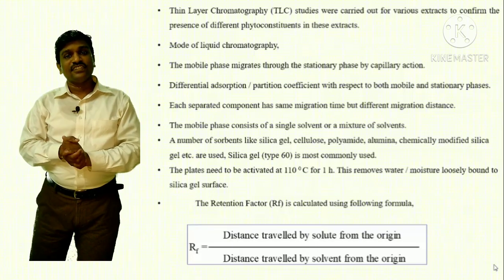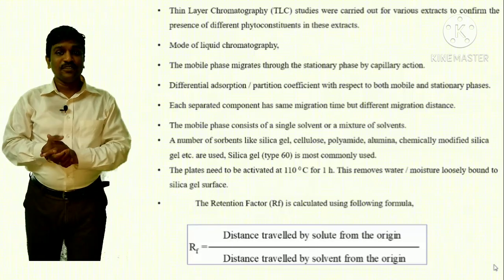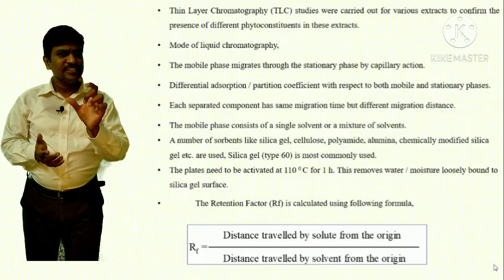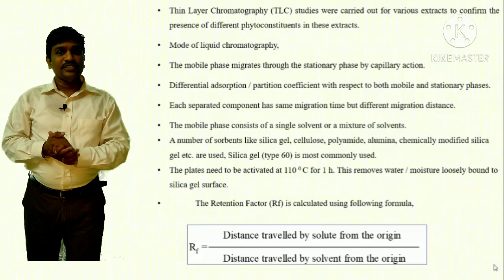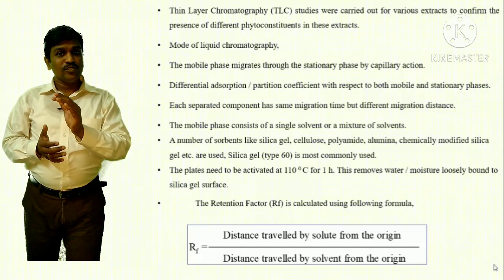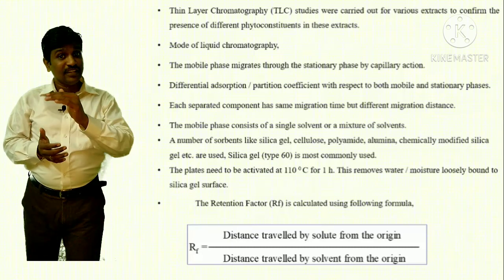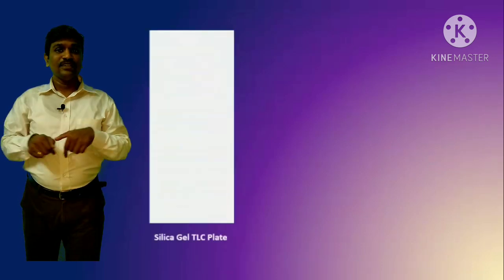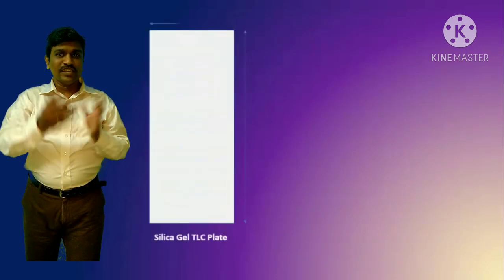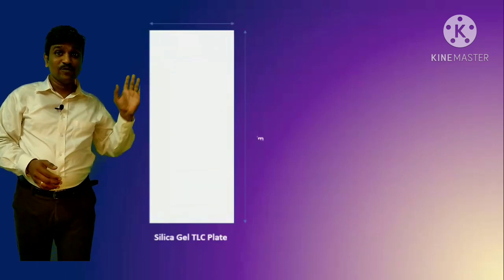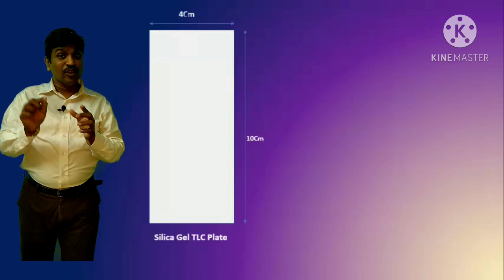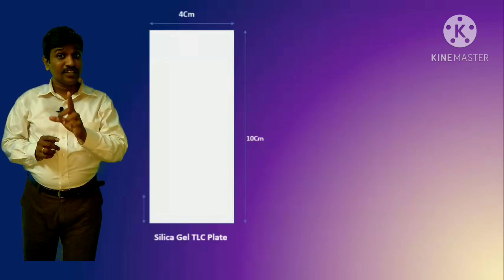The retention factor is calculated using a formula, the RF value, and the RF value for each and every substance is different. It is the distance traveled by the solute from the baseline divided by the distance traveled by the solvent from the baseline. The silica gel plate we are utilizing is of normal size, you can see here 10 centimeter by 4 centimeter, and the baseline you have to draw with a pencil, not a marker or pen.